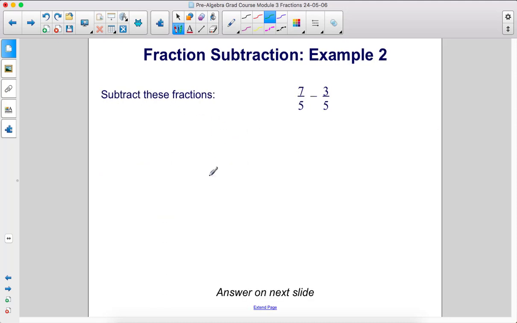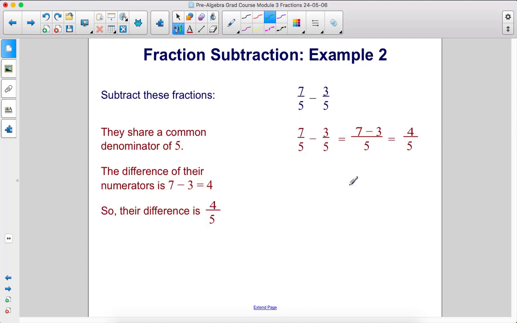Subtract these fractions. All right, we have a common denominator here of 5. Therefore, we can combine the numerators. 7 minus 3 over 5. 7 minus 3 is 4. So our answer is 4/5. And once again, here is the answer. We just subtract the numerators. 7 minus 3 is 4. The denominator stays the same. The answer is 4 over 5.